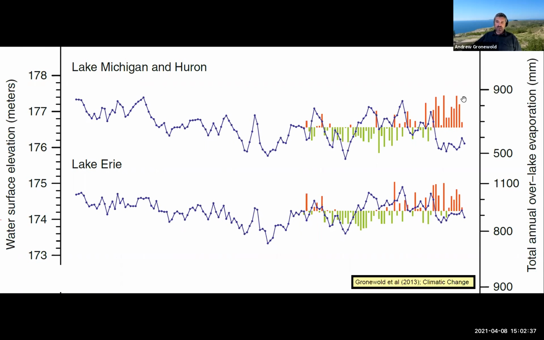that time period. Here now we're showing evaporation, where red bars represent annual evaporation above the long-term average, and green bars represent evaporation below the long-term average. So what this period indicates is that a dramatic shift in evaporation led to these below average water levels.